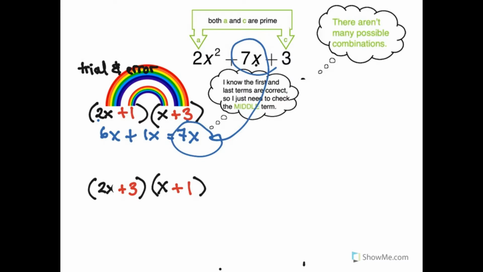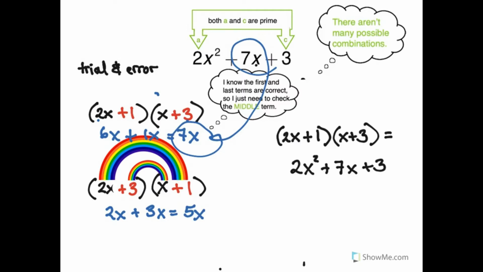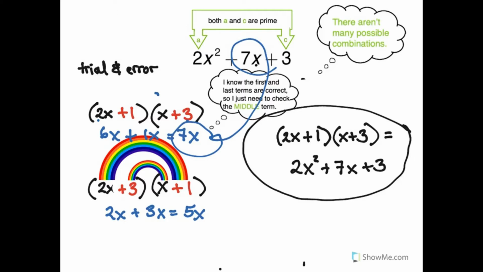I don't need to check the second combination because I found it, and the factorization of a quadratic is unique. There's only one possible answer. But I'm going to check the second one just so you can see. The middle term here is 2x times 1 plus 3 times x, which would give me a middle term of 5x, not what we have. So 2x plus 1 times x plus 3 equals 2x squared plus 7x plus 3.